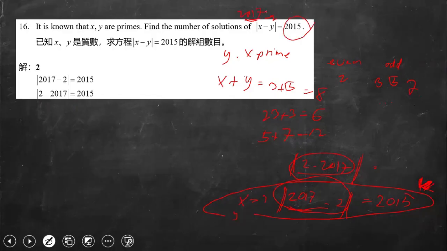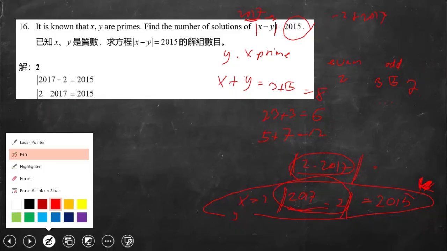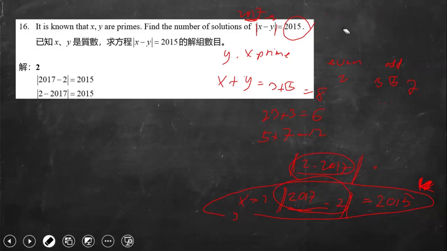And then since it's an absolute value, we consider the negative side of this. Let's switch them. Even if we switch them, it's going to be the same. It's still going to satisfy the equation. So that's how you find the answer. Okay.